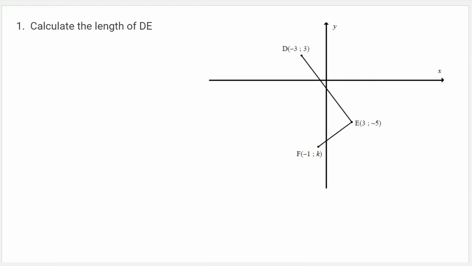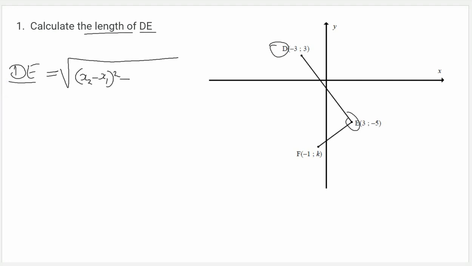The first question says calculate the length of DE. This one is easy. You are just calculating the length between the 2 points D and E, and all points are given, so you just write down your distance formula, and please write down DE because that is the distance you're calculating, so you have to specify which distance it is. So in this case the distance DE is equal to the square root of x2 minus x1 squared plus y2 minus y1 squared.